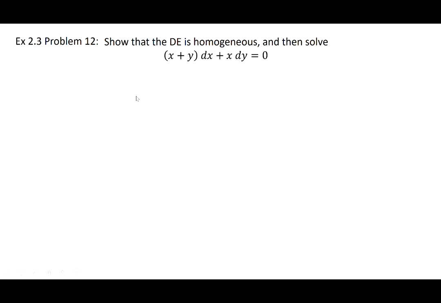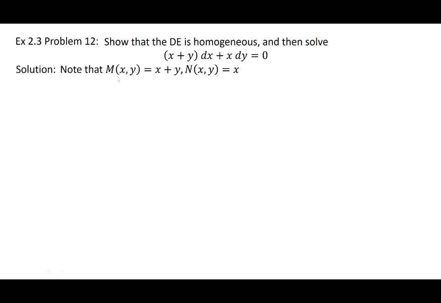Show that the differential equation is homogeneous and then solve. Does this have the form of M of x,y dx plus N of x,y dy equals 0? Yes, it does. Cool. Can you tell me what M of x,y is? Whatever dx is being multiplied by. So M of x,y is x plus y. N of x,y is whatever dy is multiplying. Dy is being multiplied by x. So N of x,y is x. So M of x,y is x plus y and N of x,y equals x.